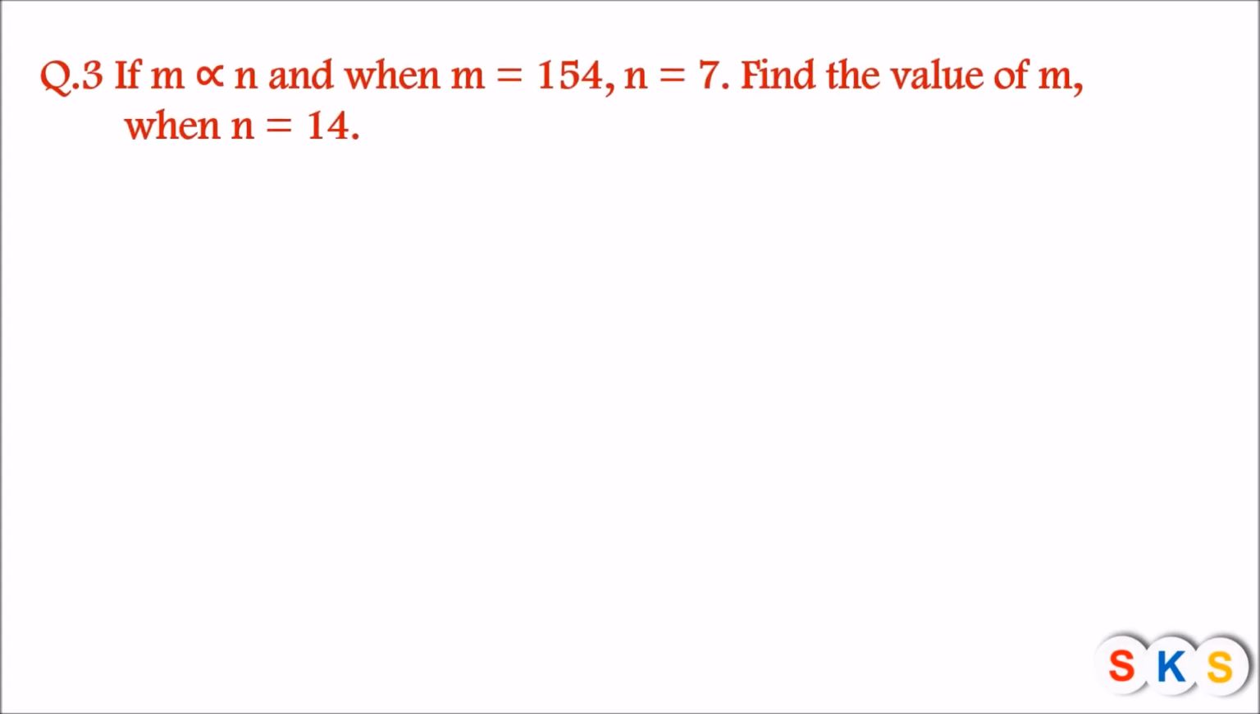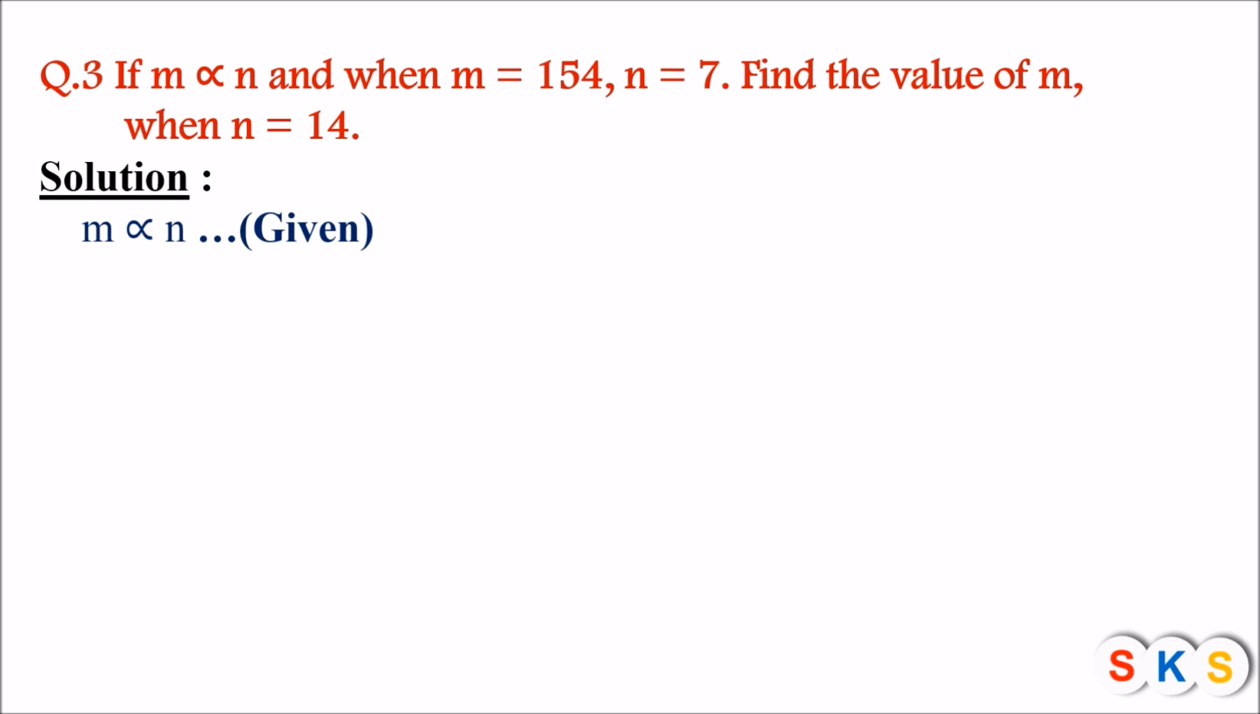Now here we have question number 3. If m is directly proportional to n, it means m varies directly as n, and when m is 154, n equals 7, find the value of m when n equals 14. Let's see the solution of this question. What is given here? m varies directly as n. So there is direct variation between m and n.